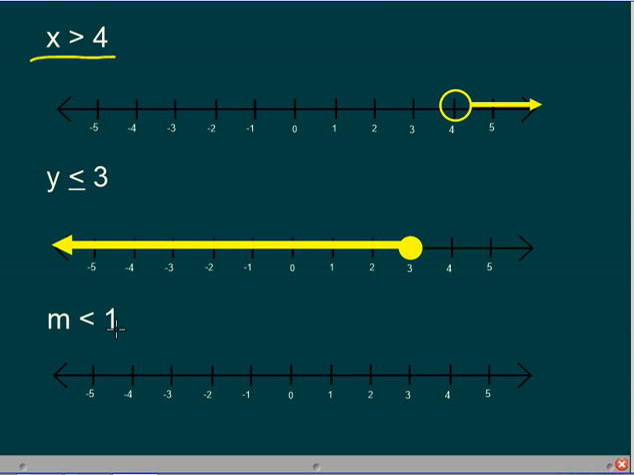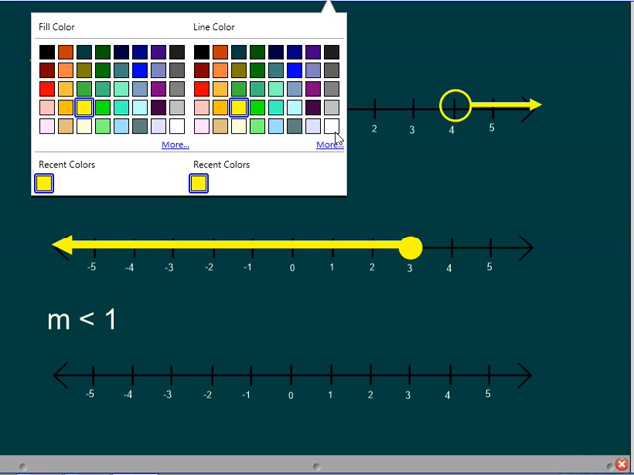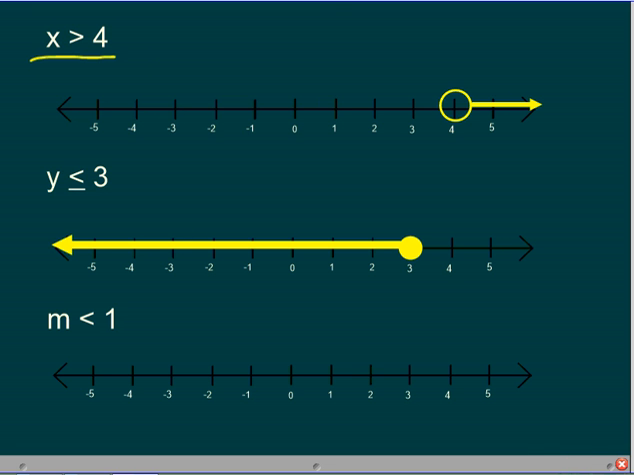All right, here's the last one we're going to do together. And I have m is less than 1. And I want you to think to yourself before I tell you, am I going to use a closed circle or an open circle? Think about it. And the answer is that I am going to use an open circle.